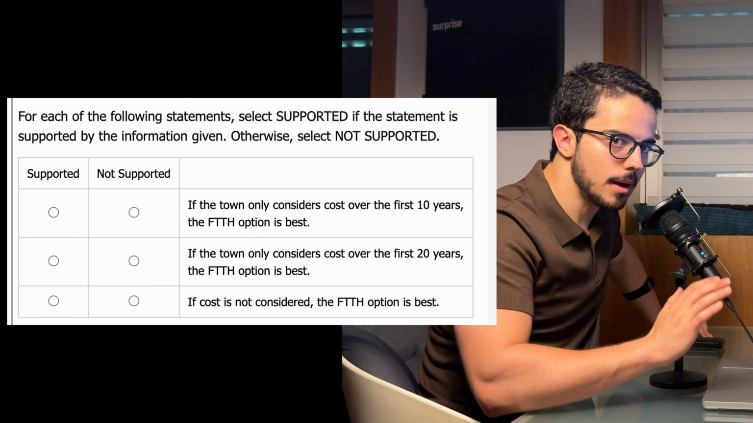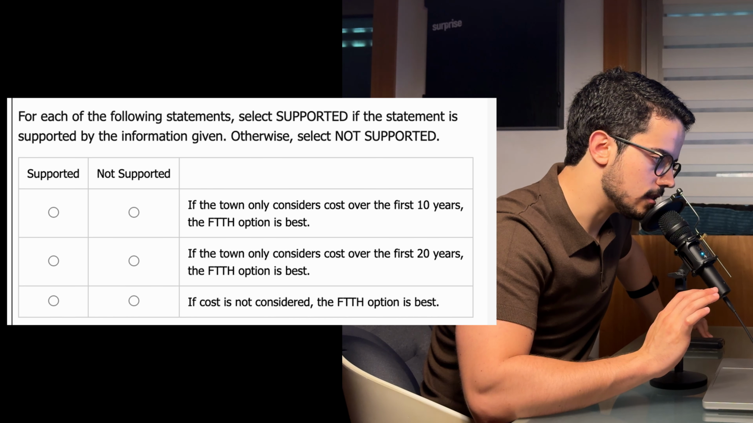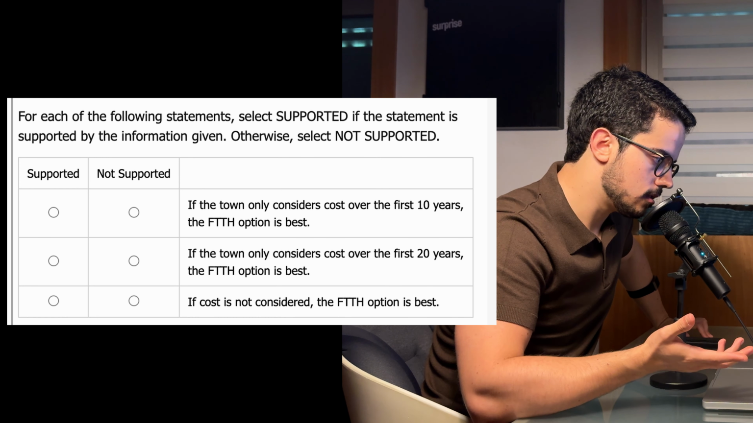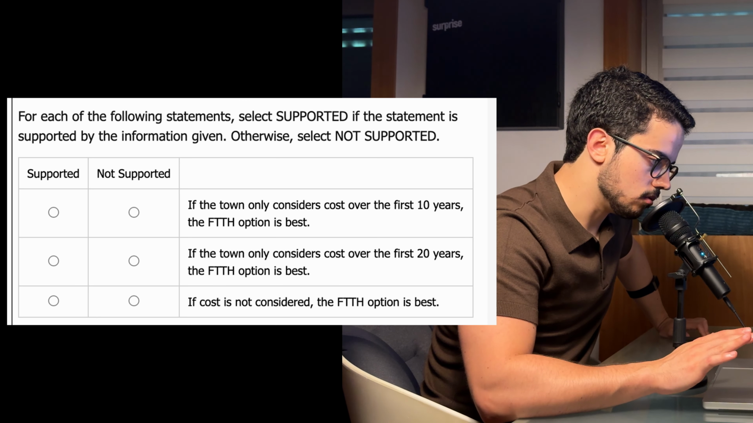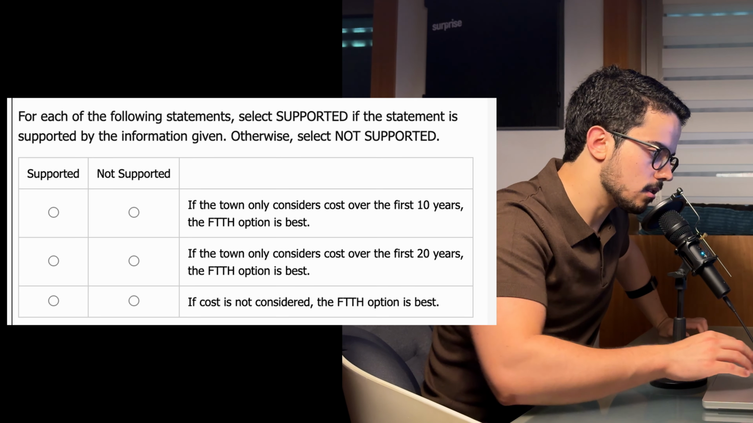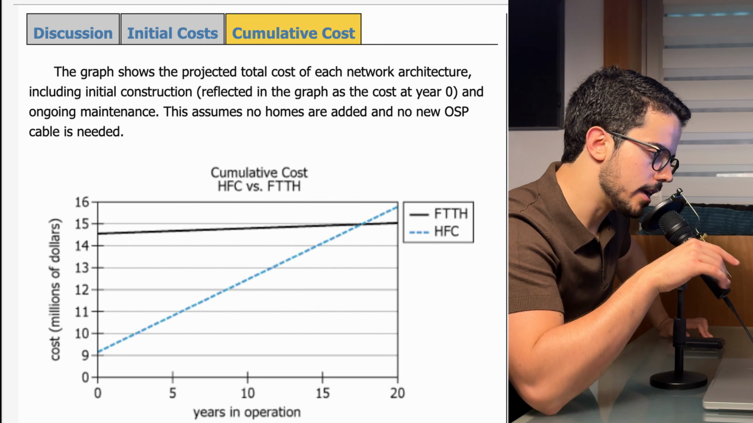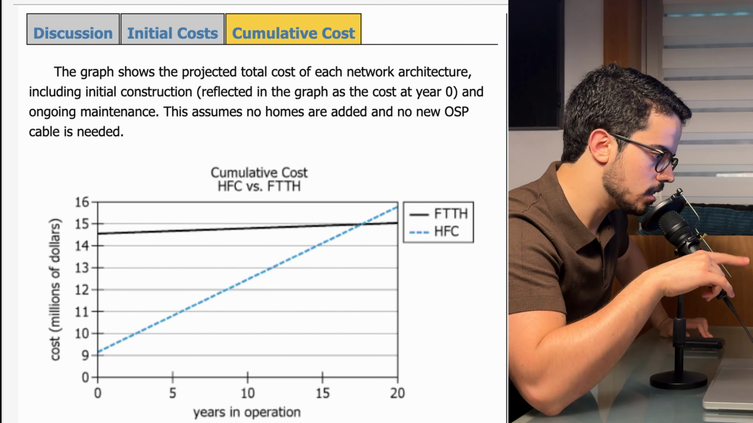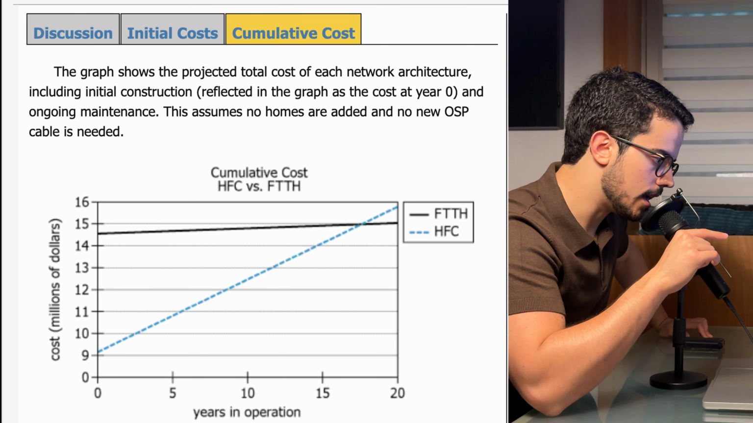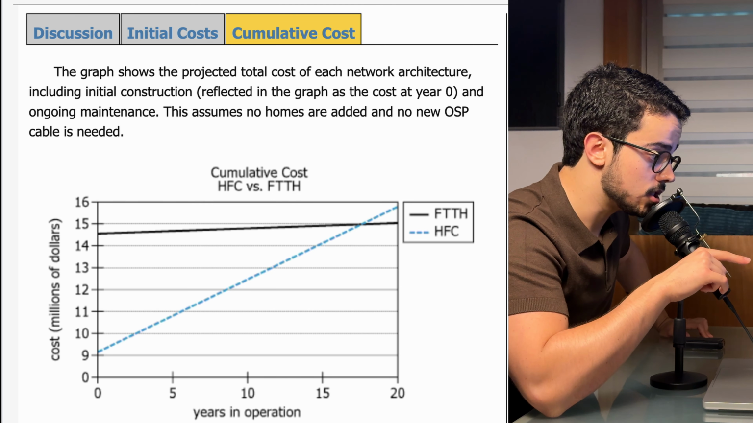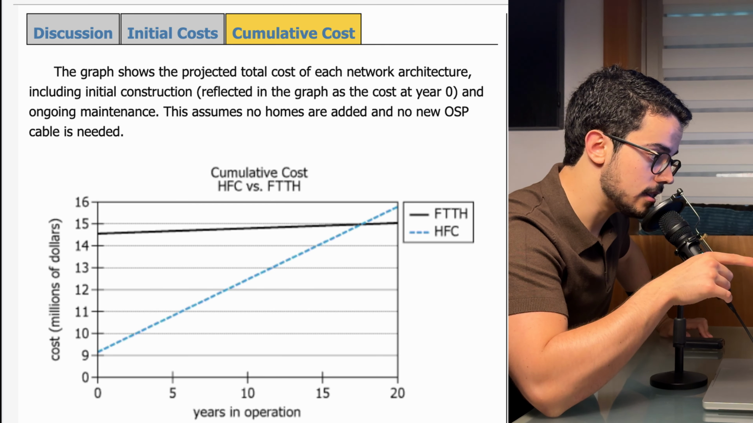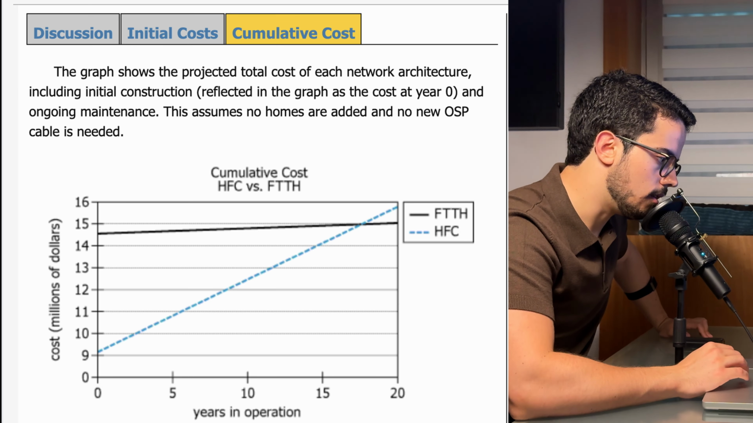Automatically, my brain thinks that "over time" means graph, so I just go to tab 3. At year 10, the dotted line for HFC is lower than the black line for FTTH. So HFC is cheaper, FTTH is not the best. I mark not supported.